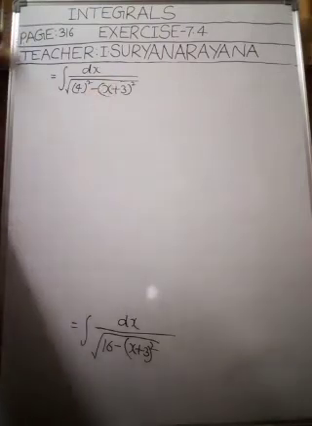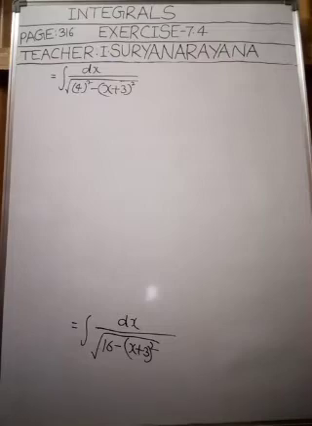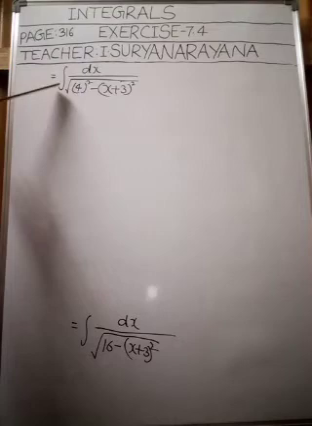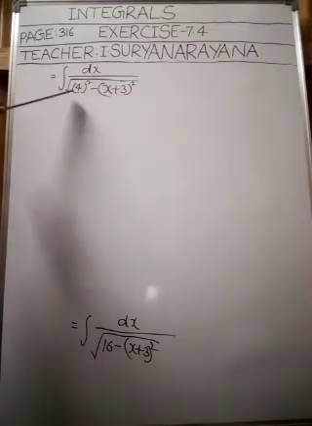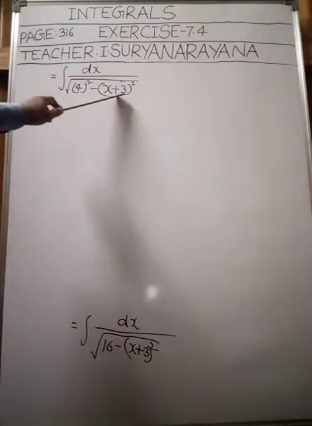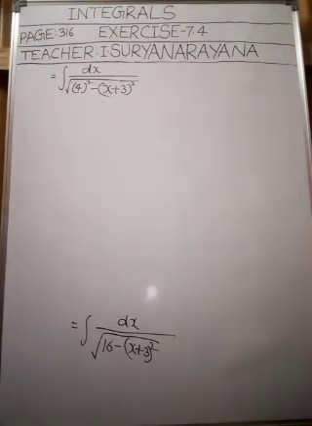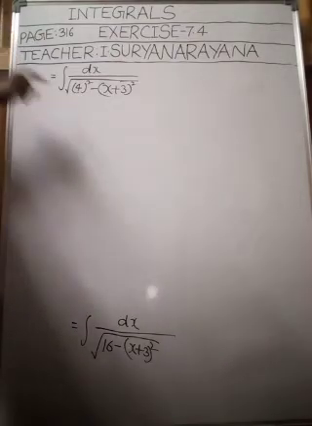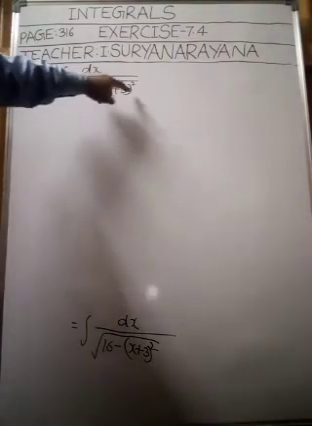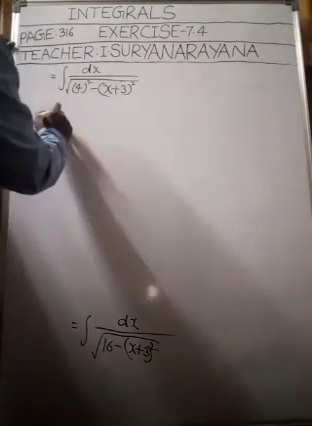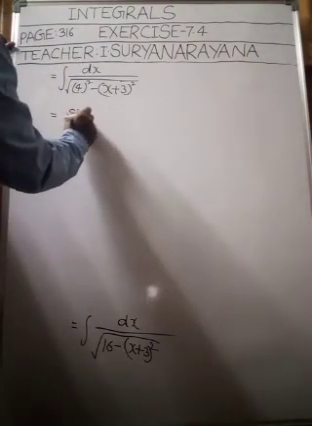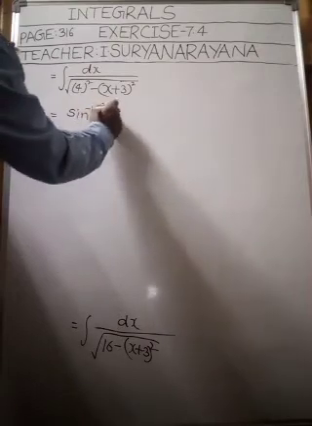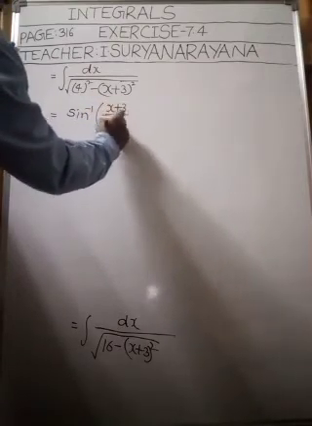Okay, my children. Now we have to assume x plus 3 as capital X in your mind. Then it is in the form of integral dx by root of a square minus x square. What is the integral formula? Yes, sine inverse of x by a, isn't it, my children? Right. Where a means 4, x means x plus 3. Remember this point, my children. So that is equal to sine inverse of x by a, that is x plus 3 by 4.